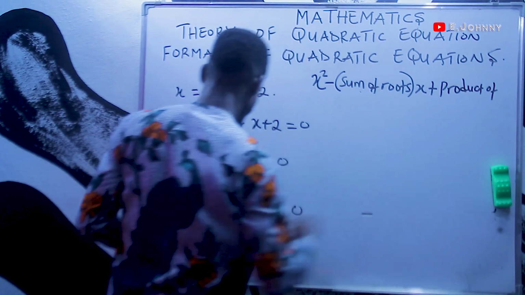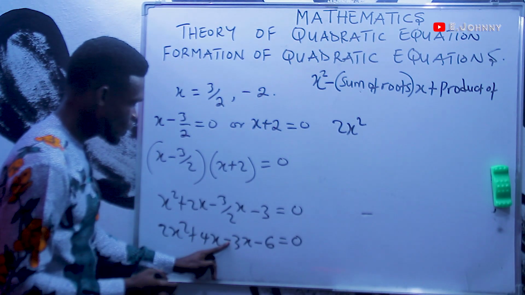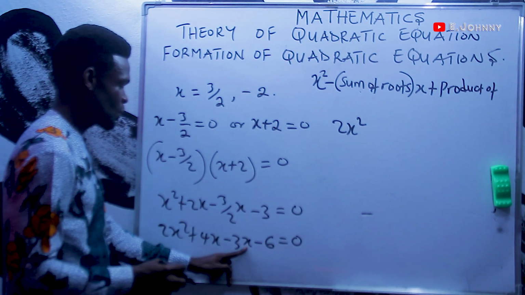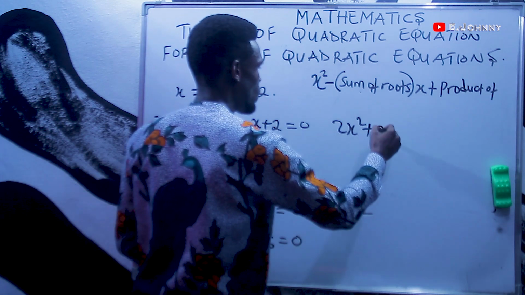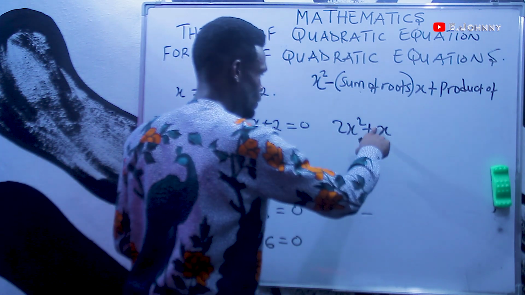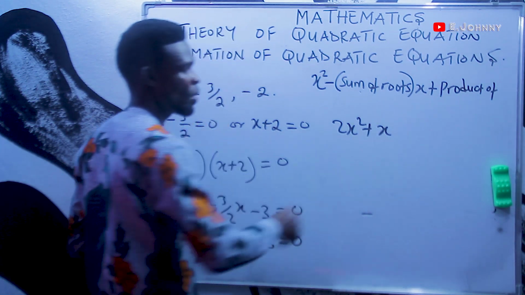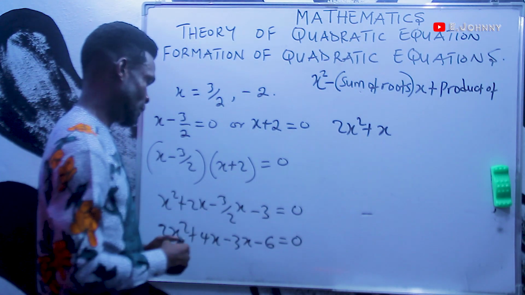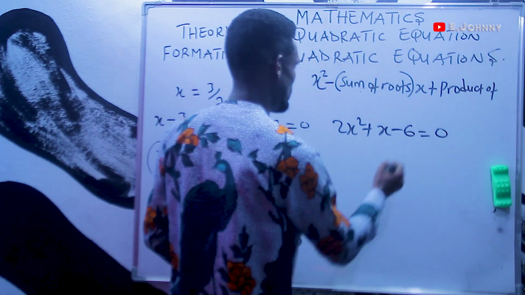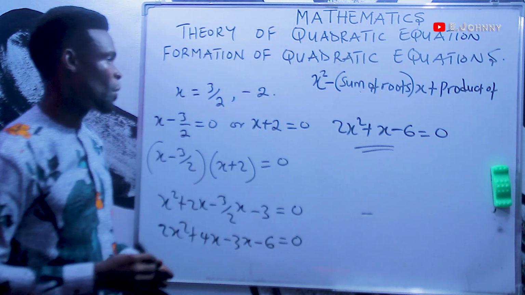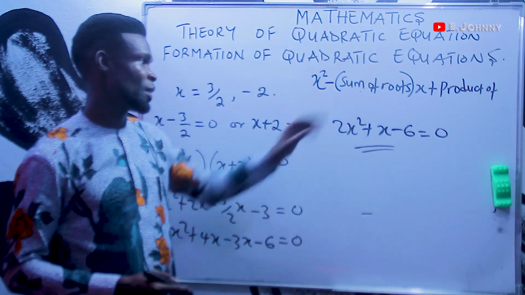Now at that point, this is 2x squared, 4x minus 3x. That is like 4 mangoes minus 3 mangoes. You are left with 1 mango, which is just x. That is 4x minus 3x is 1x. But you don't write 1x in mathematics, so you just write x. Okay? Then minus 6 equals 0. That is how to form a quadratic equation, which you can equally use this as well.